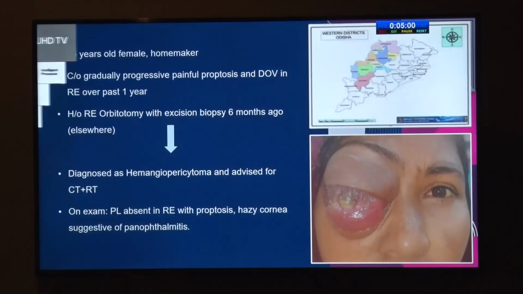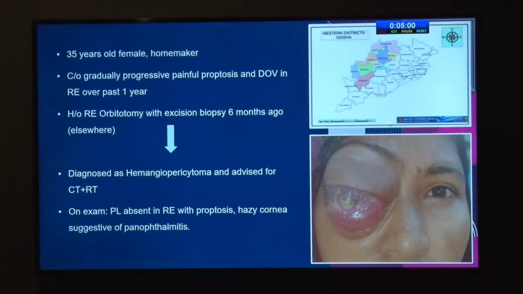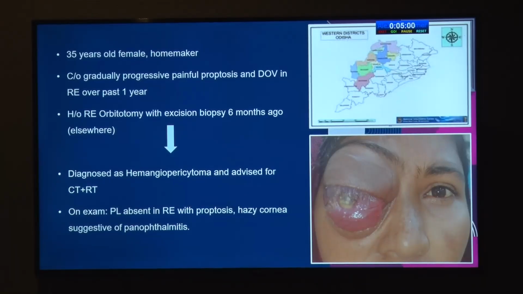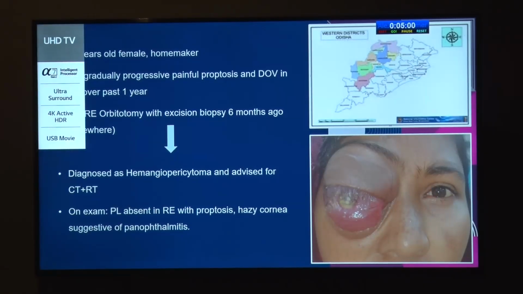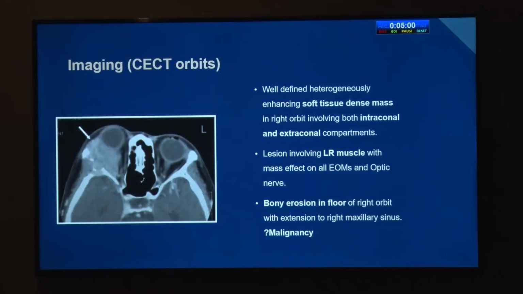Okay, coming to my first case, this was a 35-year-old female patient who presented with progressive painful proptosis and diminution of vision. The patient underwent orbitotomy and excision biopsy 6 months ago elsewhere, and she was diagnosed as hemangiopericytoma there and started on chemo and radio, but she was lost on follow-up. On presentation at our center, PL was absent in the right eye with proptosis and features suggestive of panophthalmitis.